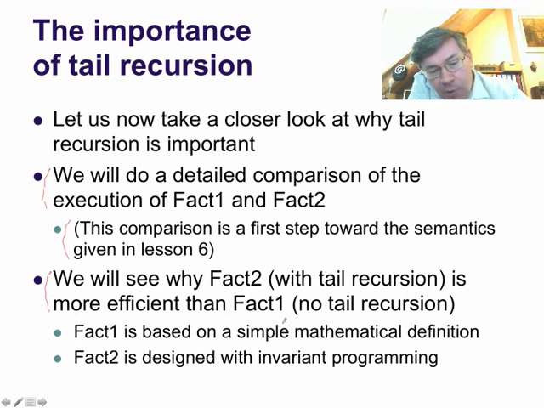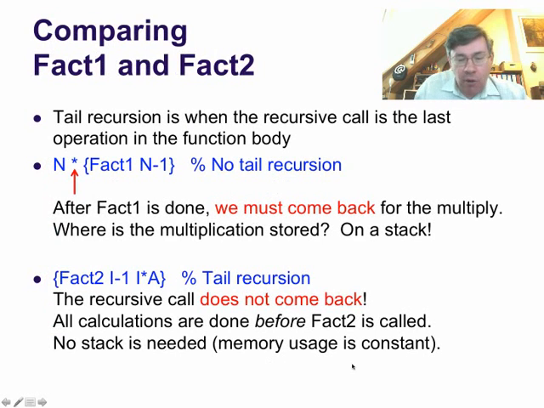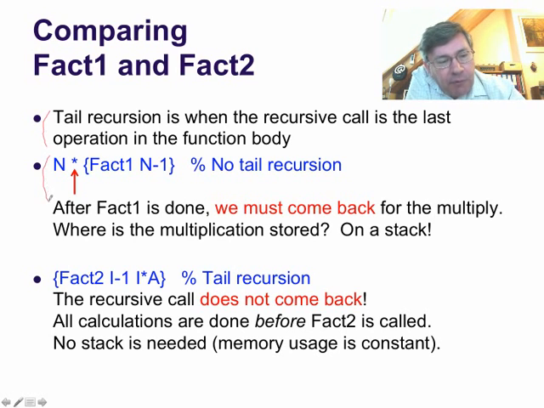So writing your program based on a simple mathematical definition is in fact not the right way. The right way is to design your program with invariant programming. So let's take now a closer look, comparing fact1 and fact2. Remember tail recursion: the recursive call is the last operation. Let's take a look at fact1 first.